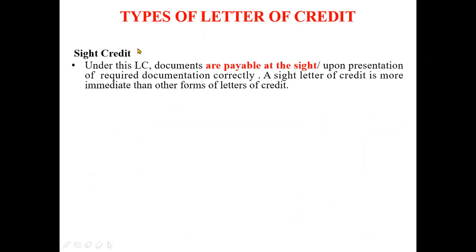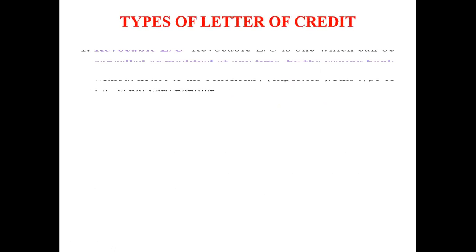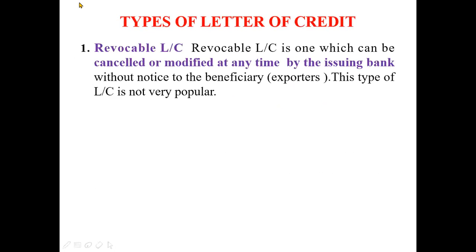Now see the types of letter of credit. One is a sight credit. As I already told you, under this LC, documents are payable at sight upon the correct presentation of the required documentation. A sight letter of credit is more immediate than other forms of letter of credit. Another is the acceptance credit or time credit. As I have already told you, the documents will be handed over to the importer, but the importer will take certain time to make the payment.